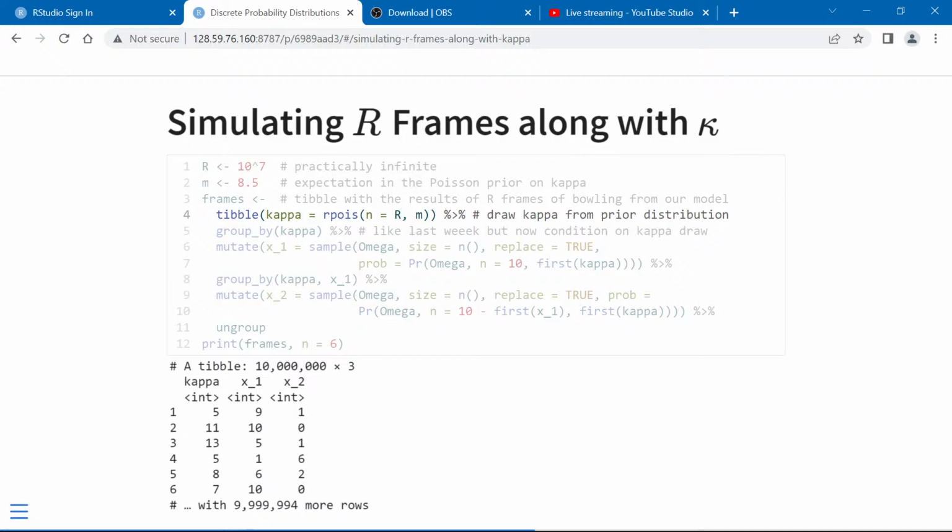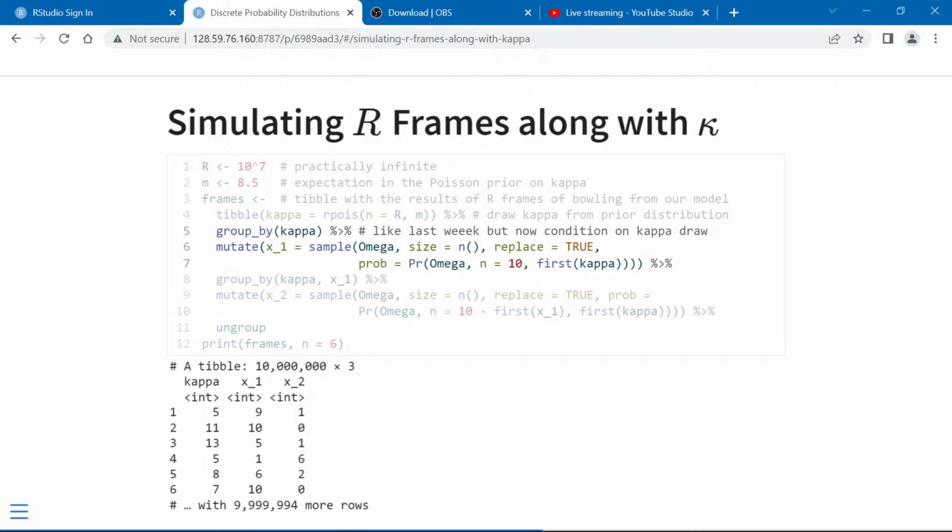The steps here would be the same. I'm going to then pipe that to a group by statement because now I need to draw the first roll of each frame of bowling, but in so doing, I need to condition on the realization of kappa from the Poisson prior.